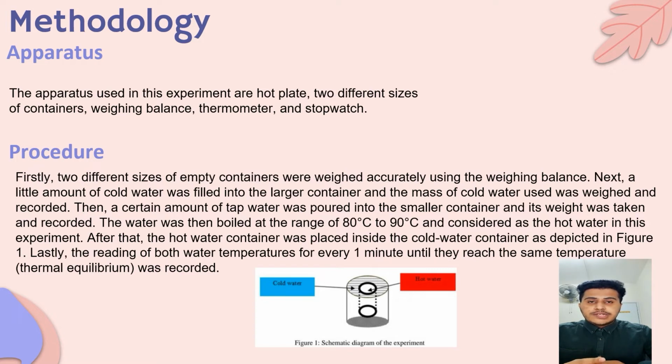For the procedure section, firstly, two different sizes of empty containers were weighed accurately using the weighing balance. Next, a little amount of cold water was filled into the larger container and the mass of cold water used was weighed and recorded. Then a certain amount of tap water was poured into the smaller container and its weight was taken and recorded.